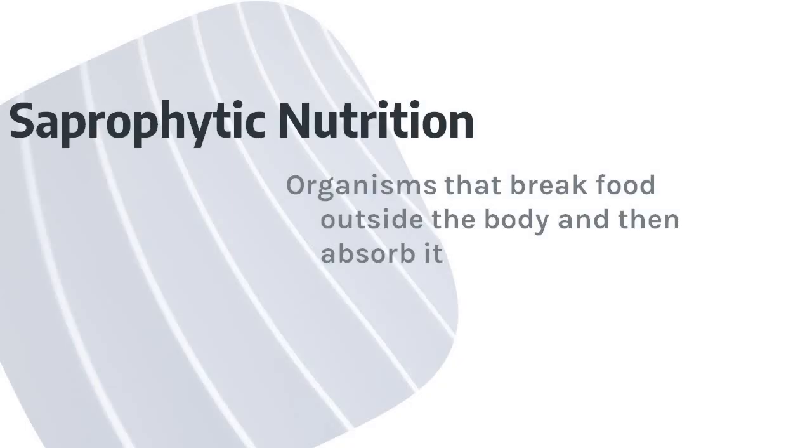Firstly, there are some organisms that take in food by breaking it down outside the body. For example, bread molds, yeast, mushrooms, etc. They take in the food by breaking the complex food particles outside the body and then absorbing it. This type of nutrition is called saprophytic nutrition.